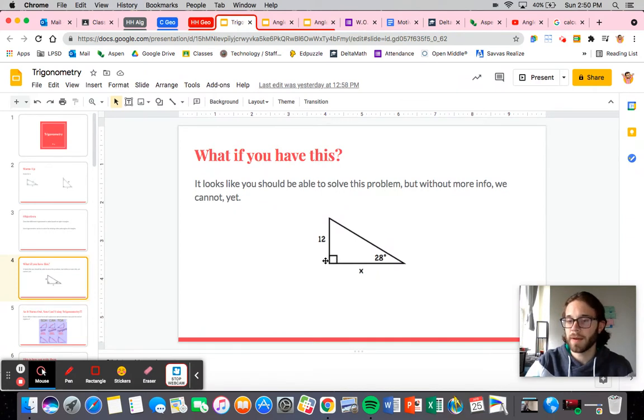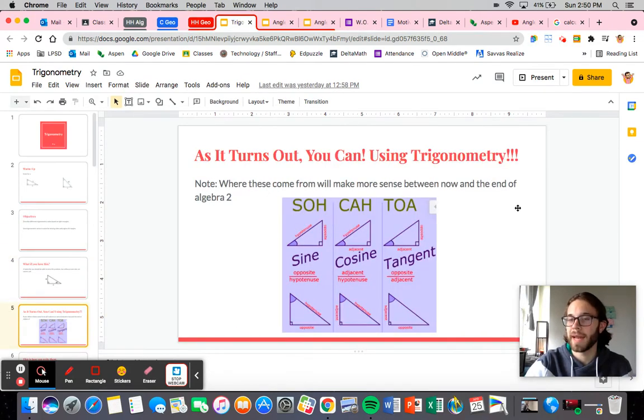You can't use the Pythagorean theorem yet because we don't know the other side. So there's really not a whole lot you can do. It looks like you should be able to do something, and you can, you just don't know it yet. But that's actually what we're going to be focusing on today, of how do I deal with this situation. So the solution to that is you use something called trigonometry.